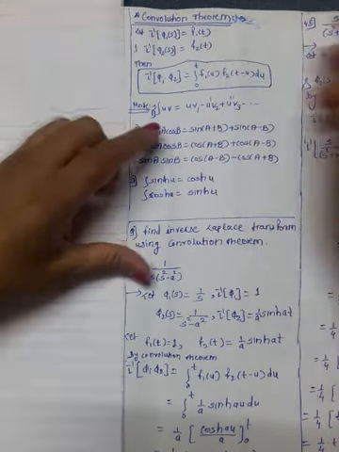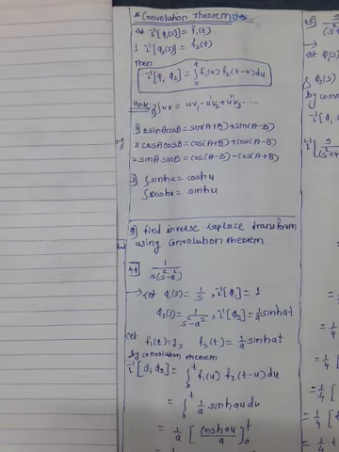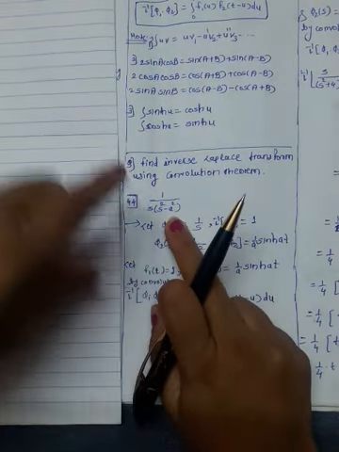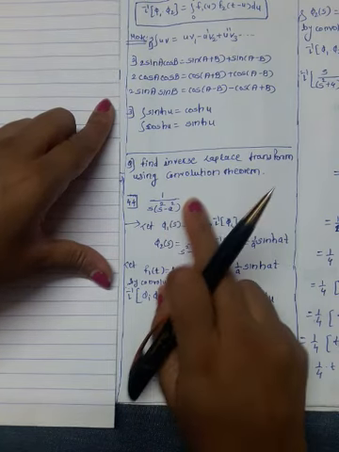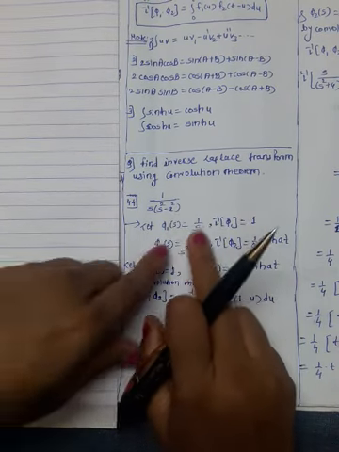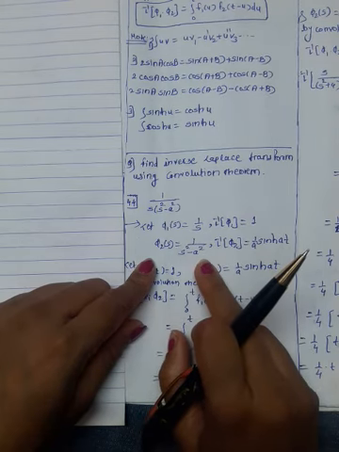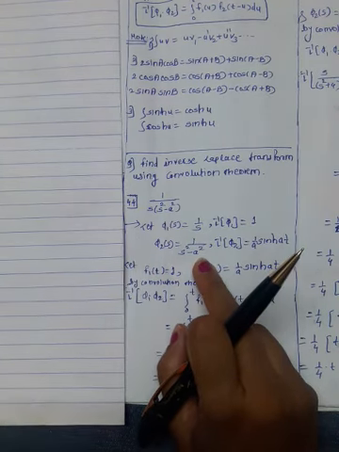Okay, then the first step is you have to split this function. What is the function here? 1 upon s into s square minus a square. If you observe this, there are two functions. First is 1 upon s, and second is 1 upon s square minus a square.